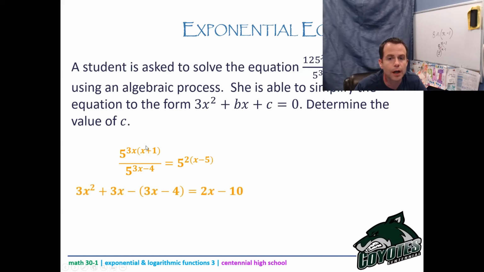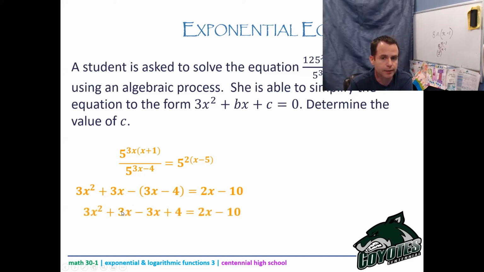So I've distributed it here, 3x squared plus 3x, and then I'm saying subtract, and I put the 3x minus 4 in brackets, and then I've got the distribution of the 2 here for 2x minus 10. I'm going to clean this up a bit. This will be negative 3x and plus 4. And then I'll combine like terms.